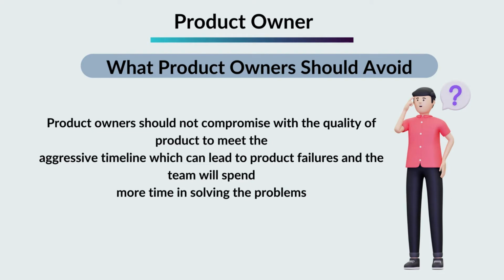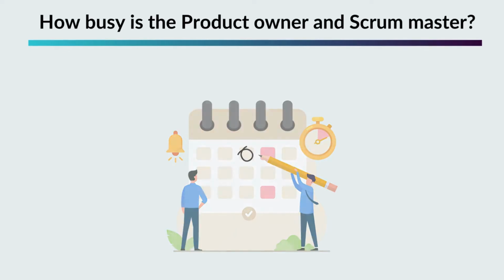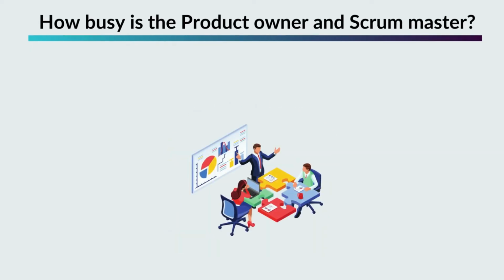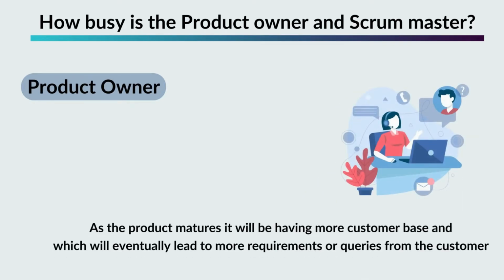How busy are the Product Owner and Scrum Master? As time passes, the Product Owner will become busier and the Scrum Master will get less busy. Scrum Master: as the team settles down and the product matures, the team needs less guidance on the process. Product Owner: as the product matures, it will have a larger customer base, which will eventually lead to more requirements or queries from customers.